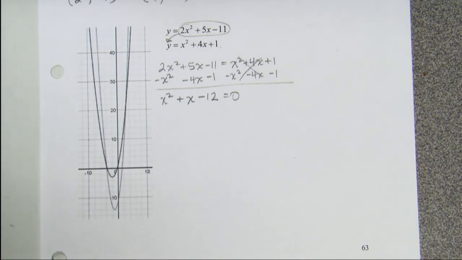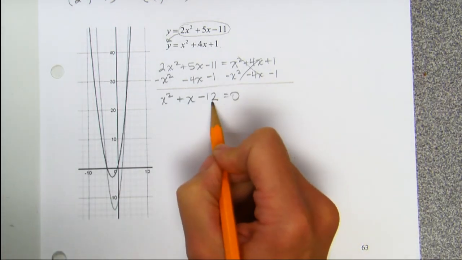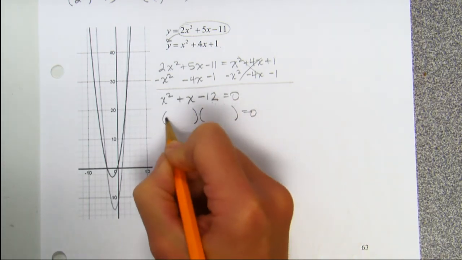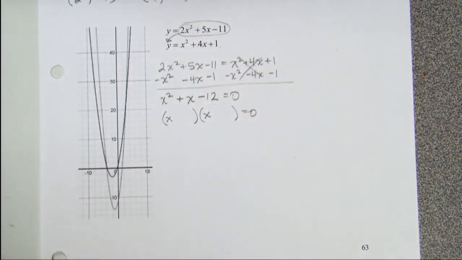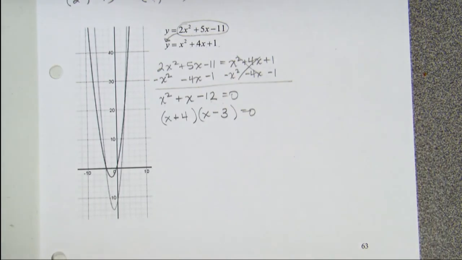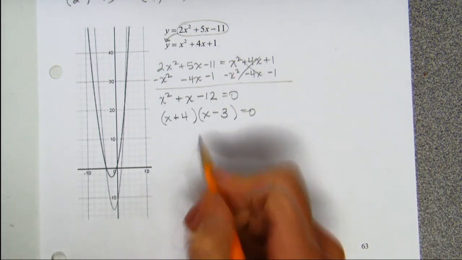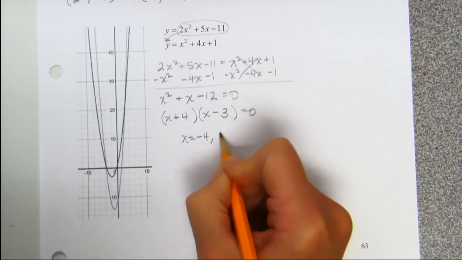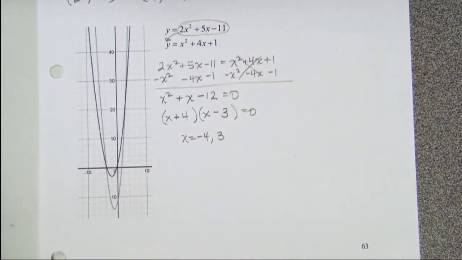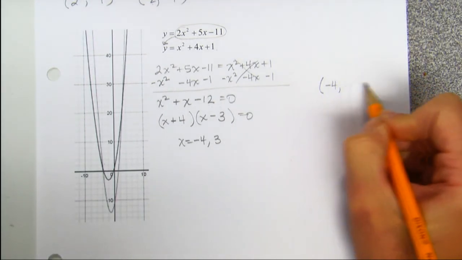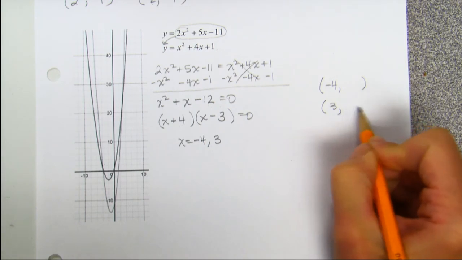The reason we set it equal to 0 was to see if it factors. There's no GCF. Leading coefficient's 1. Yay! It's finally, we don't have to split the middle. There are factors of negative 12 that will give me a positive 1. How about plus 4 and minus 3? If this times this equals 0, either this is 0 and x is a negative 4, or this is 0 and x would be a 3. My points are negative 4 comma something and 3 comma something.